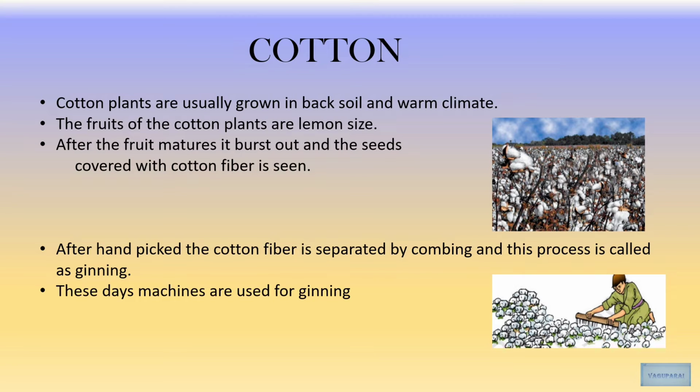Now we can study about cotton. Cotton usually grows in black soil and in a warm climate. When the cotton plant fruit ripens into a lemon-sized fruit, it matures and bursts out. The seed along with the fiber is shown. Now, this fiber is hand-picked and using the combing and ginning process, the seed is separated from the fiber. This ginning process could be done by a machine also.